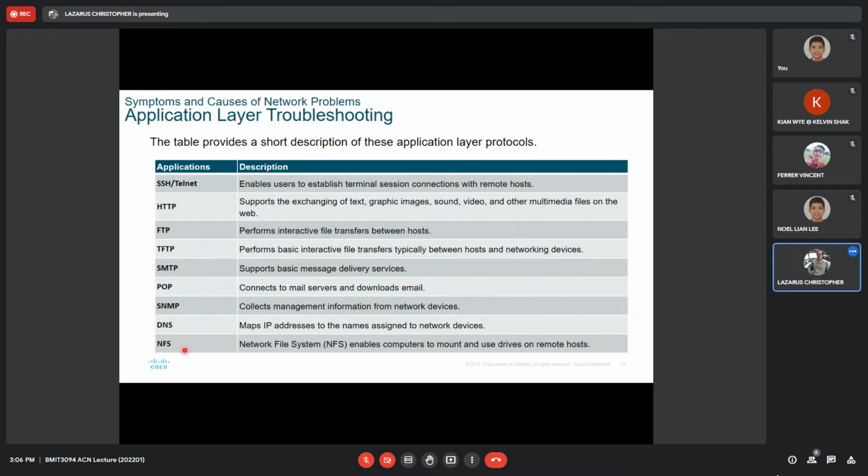NFS is the network file system. Let's say you have a NAS, network attached storage, somewhere in your network. In order for you to use that storage, you need to mount it, and of course you need to have permission. You mount it as one of your drives so that your OS can use that storage. That means you can then access it as if it's a local drive.